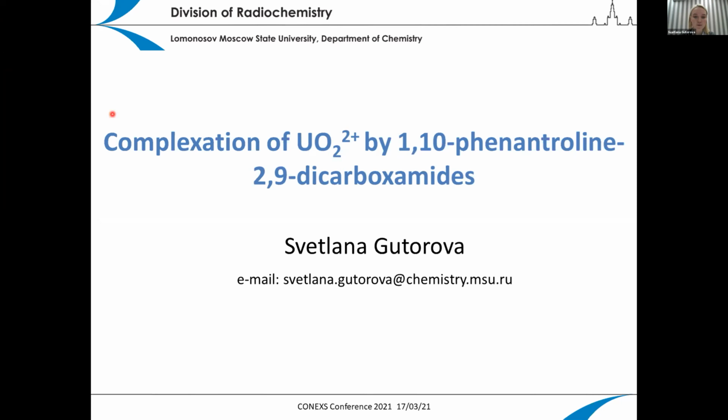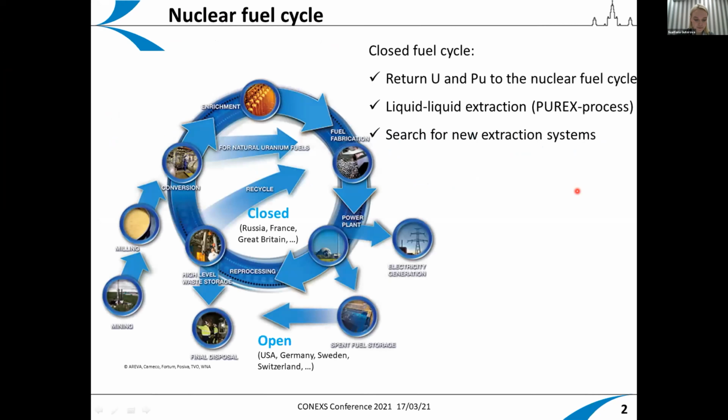My name is Svetlana Gutorova, and I'm a student at Lomonosov Moscow State University. My research is devoted to complexation of uranyl cation by phenanthroline dicarboxamides. Uranium is a key element of nuclear energy. The full cycle of electric energy production, called the nuclear fuel cycle, is a sequence of operations starting with uranium extraction from its ore solutions and ending with the treatment of spent nuclear fuel.